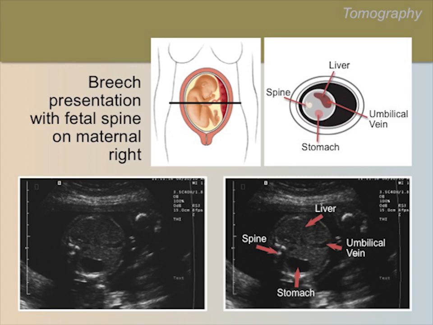Make sure you understand the position of all these labeled anatomic sites on both the drawing and the ultrasound image. Please pause the video now to take any questions.